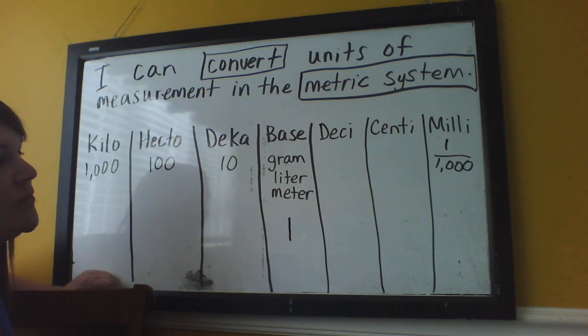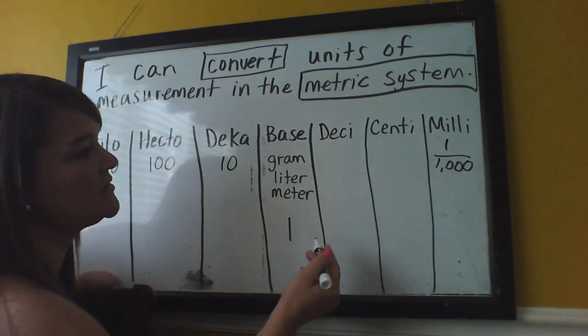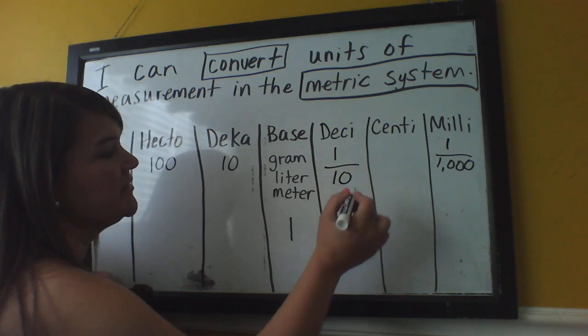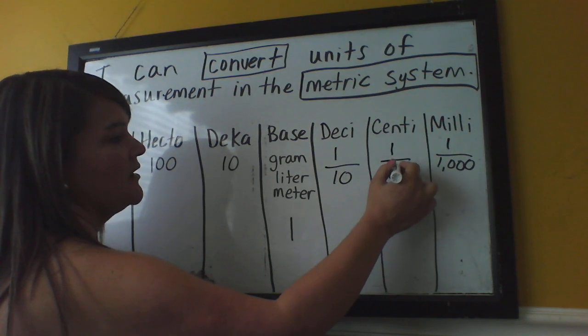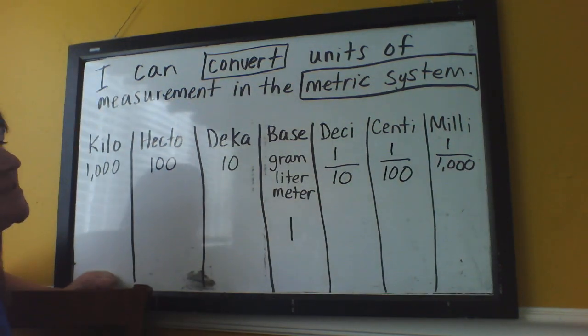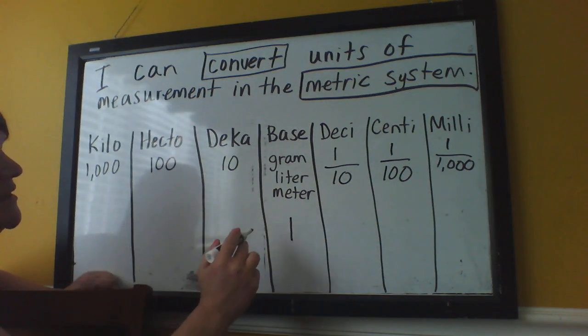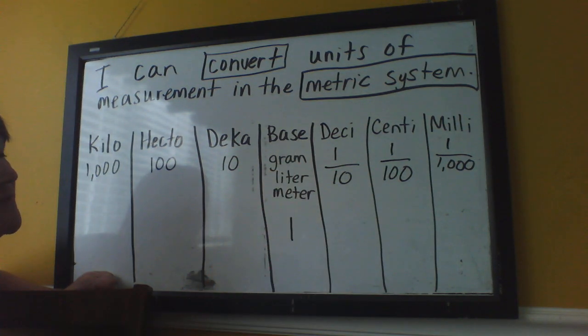Then we have deci. It's going to get even smaller because the farther you go down, the smaller it gets. Deci is worth 1/10, and centi is worth 1/100th. So when you see these prefixes, you need to know that kilo is 1,000, hecto 100, deca 10, base is worth 1, deci is 1/10, centi is 1/100th, and milli is 1/1,000th.